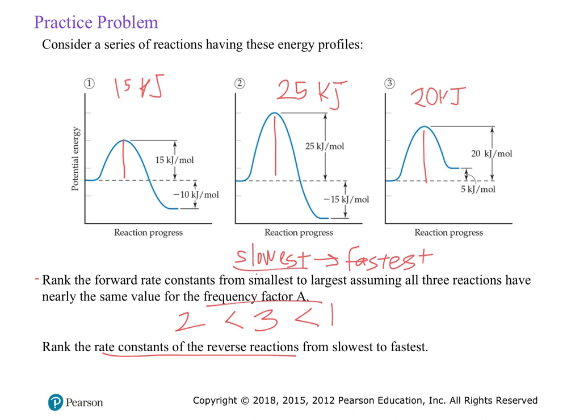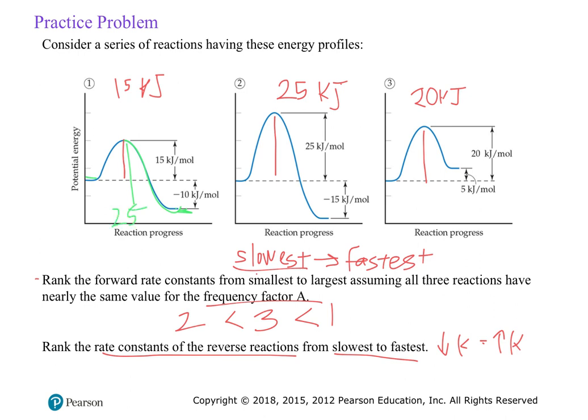So for me, it makes most sense to think of things from slowest to fastest rather than smallest to largest k, but do what you need to do. Here it wants to go from slowest to fastest, so again, that's going to be small k to big K, same as before. So for the reverse reaction here, let's use a different color. If this was our reactants and these were our products, our activation energy would be 25.